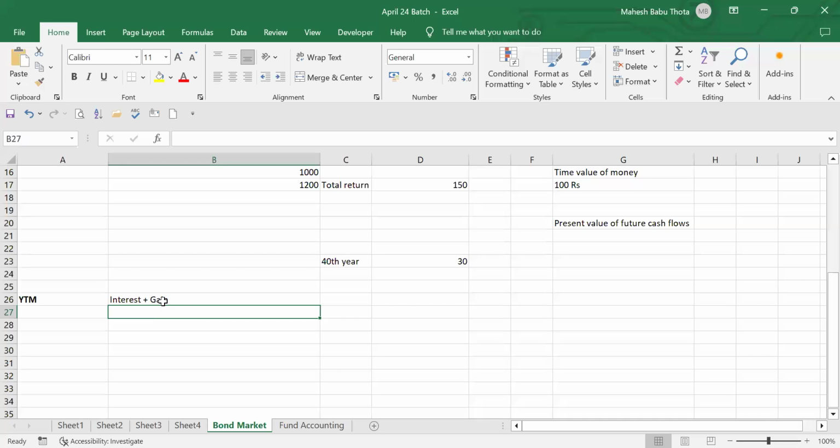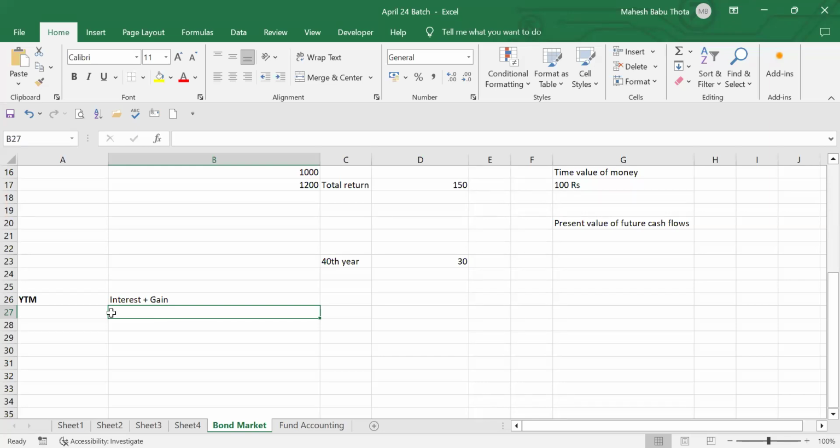Yield to maturity comprises the bond price plus the returns, the total return that is anticipated on the bond. Suppose we are holding this bond until the end of its lifetime, suppose the bond is for 10 years. If you hold this bond up to the 10th year, you will be receiving interest, and in the 10th year, you will get the face value as well, right? So all together we call it yield to maturity.